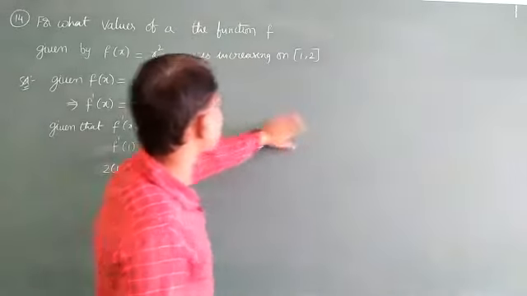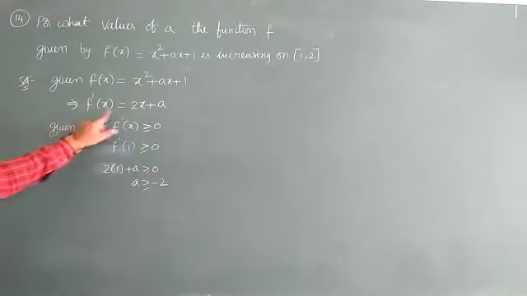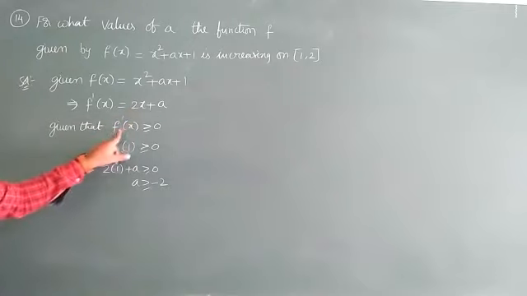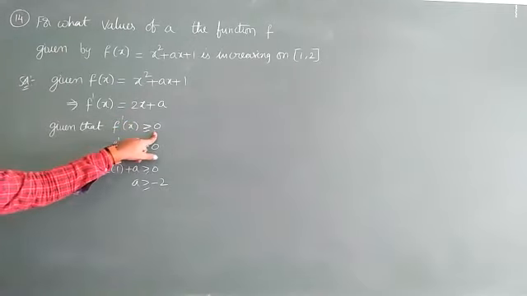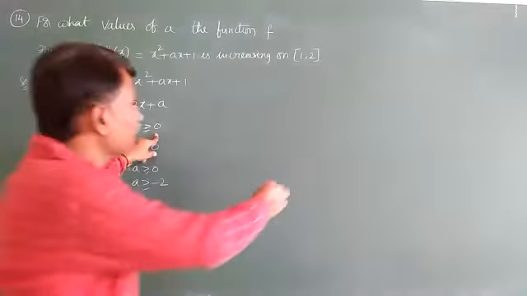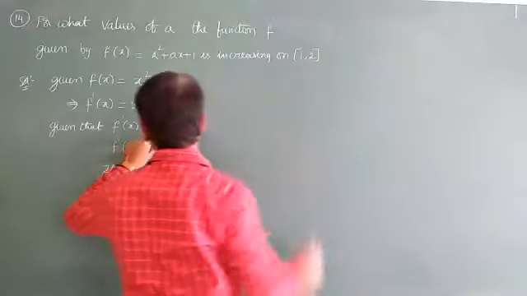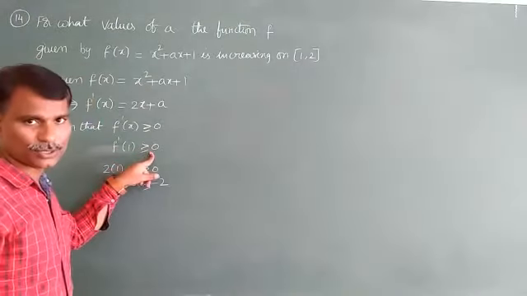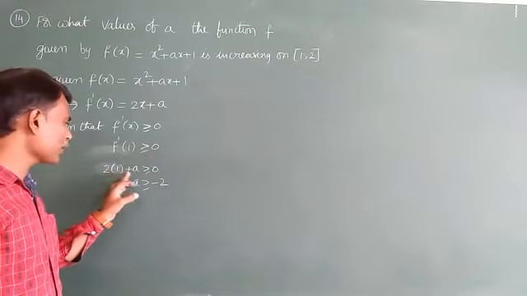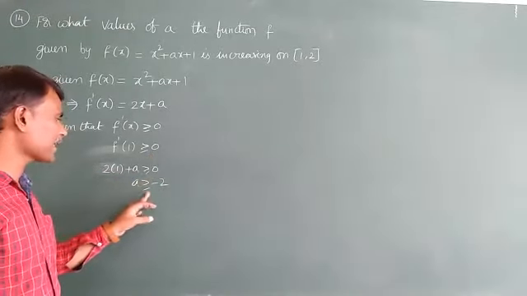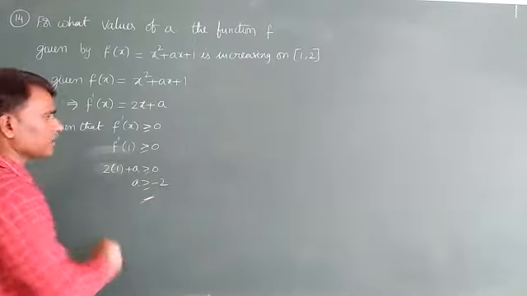That's why what I am doing is: f dash of x is equal to 2x plus a, and f dash of x is greater than or equal to 0. In the place of x, take the least value, that is 1. F dash of 1 is greater than or equal to 0, so 2 of 1 plus a is greater than or equal to 0, and a is greater than or equal to -2. This is the answer.